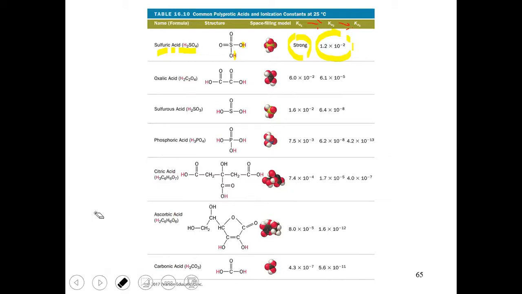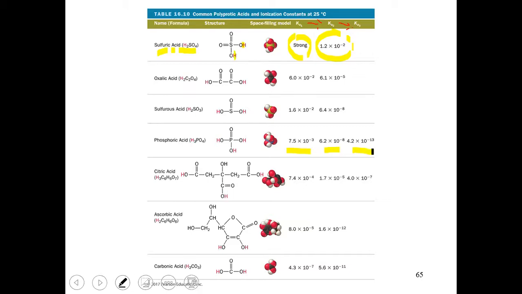What do you notice about the values as you go from the first to the second to the third ionization in the case of the triprotic acids? Give you a few moments to think about it. So you notice that the pattern is that each successive value of the Ka is smaller and smaller.